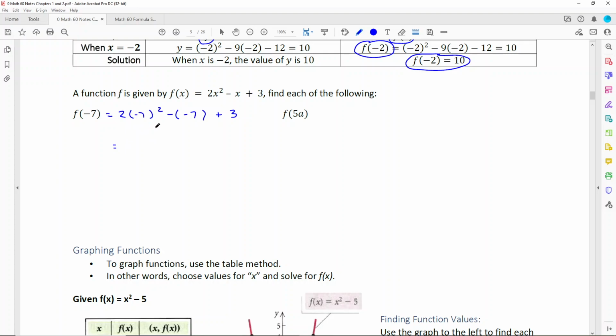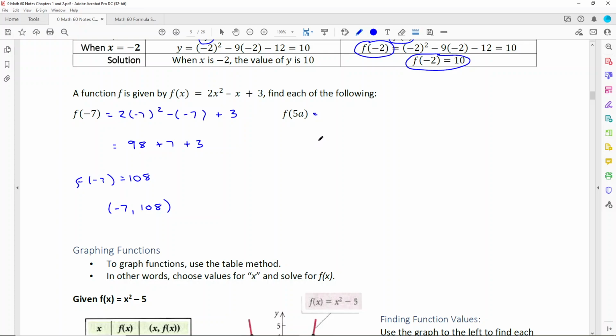So this is 2 times 49, which is 98. Starting to doubt myself. I've made some silly mistakes in videos. Then I'm going to add 7 and I'm going to add 3. So then 98 plus 7 plus 3 is 108. So that means the value of your function at negative 7 is 108, or you have an ordered pair, negative 7, 108.